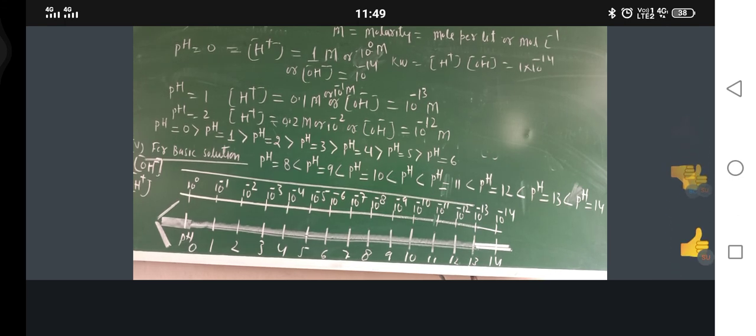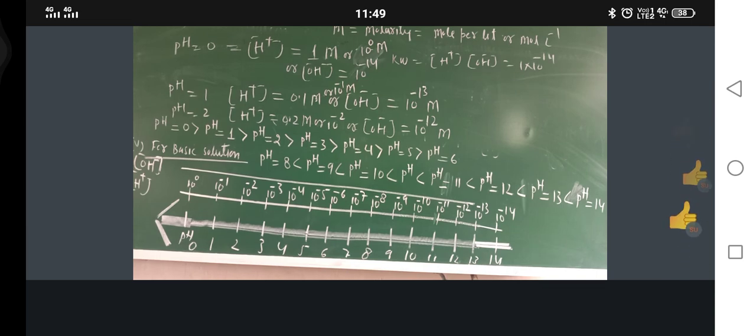So, this is the complete criteria of pH. Now, let us study about the pH scale.